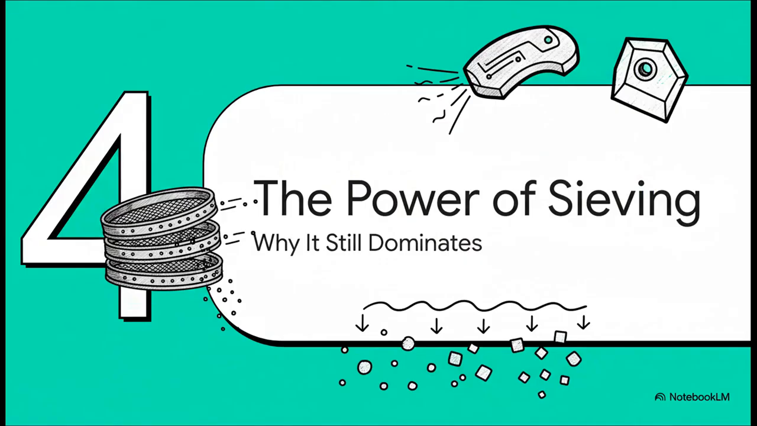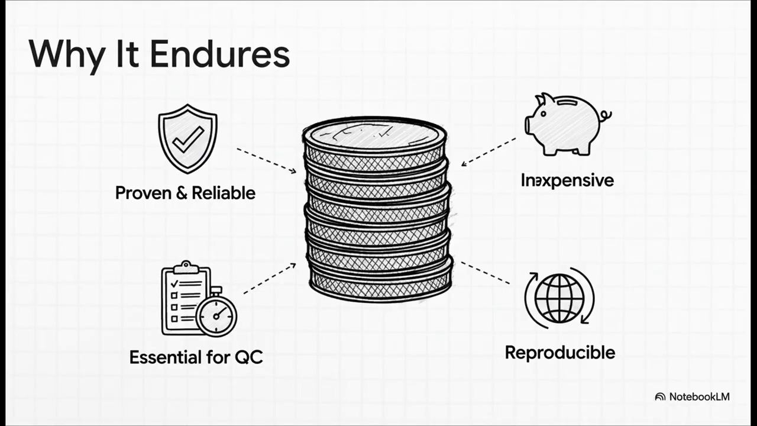So you might be thinking, with all the high-tech lasers and imaging systems we have today, why on earth does this seemingly simple method of just shaking stuff through screens still dominate so many industries? The answer is pretty simple, because it just works. Sieve analysis is proven, it's incredibly reliable, and it's pretty inexpensive. It gives you quick, accurate results that people understand and trust all over the globe. It's a cornerstone of quality control everywhere, from drug manufacturing to mining, because of its straightforward, rock-solid reliability.